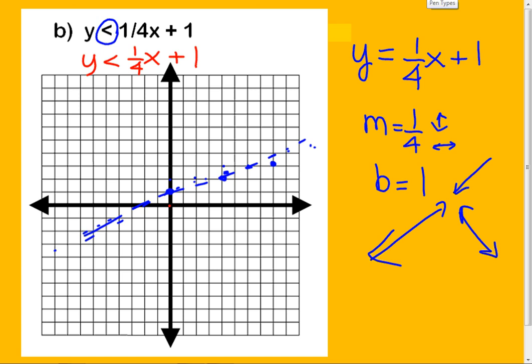Well, guess what? I didn't really teach it that much because it's too hard to remember. Instead, just test the origin. Is 0 smaller than 1/4 of 0? What's 1/4 of nothing? Nothing. So is 0 smaller than 1? True or false? Yeah, true. So you're right. I'm going to shade below. But you have a 50-50 chance.